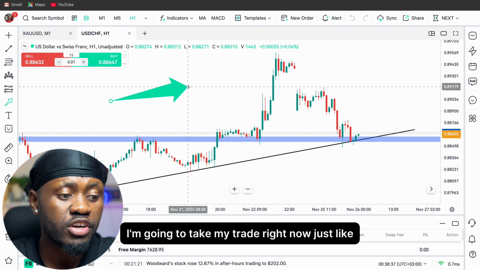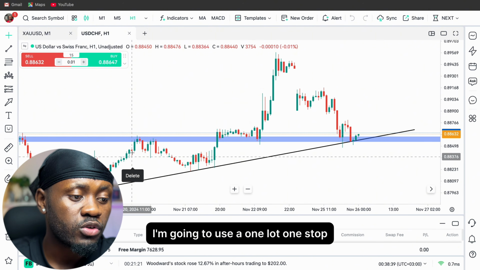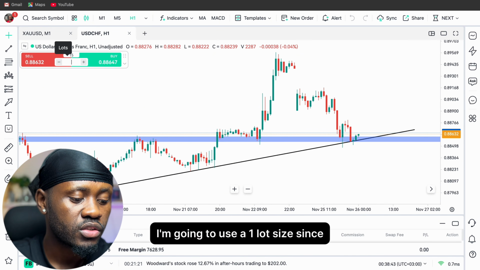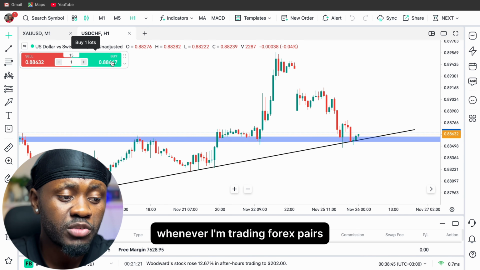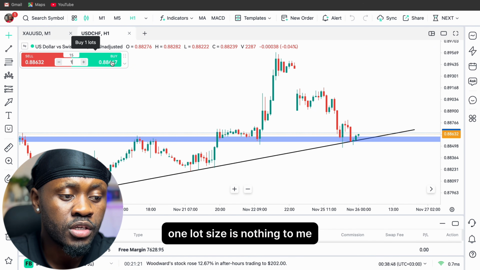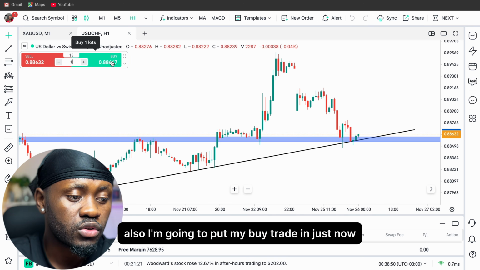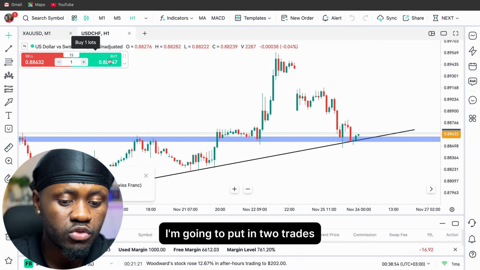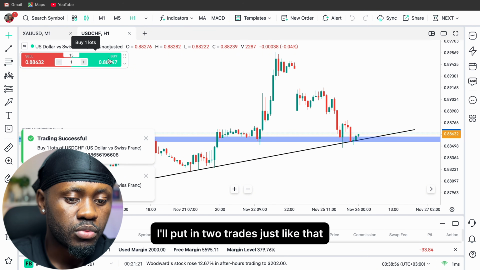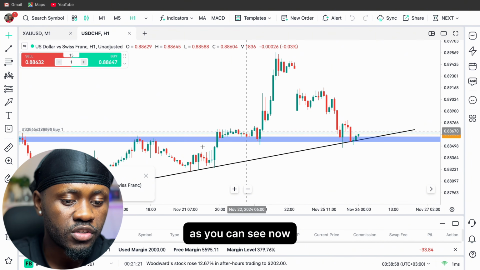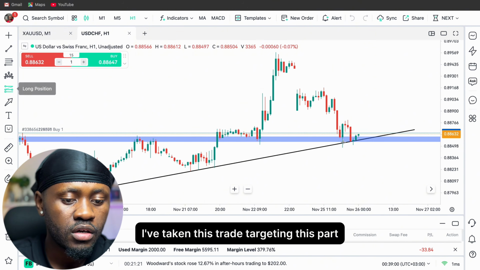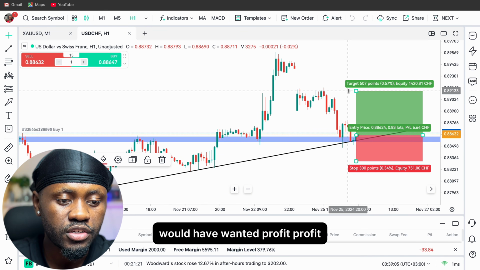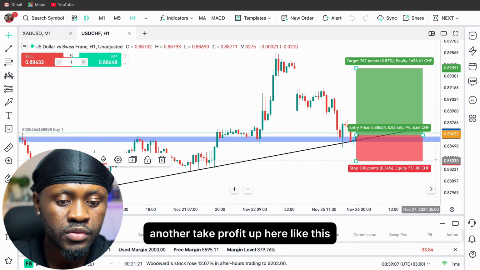So I'm going to take my trade right now, just like this. I'm going to use a one lot size, since whenever I'm trading forex pairs, one lot size is nothing to me as long as I have a very tight stop loss. So I'm going to put my buy trade in just now. I'm going to put in 2 trades, just like that. As you can see, I've taken this trade targeting this part right here as my take profit. I'm going to have one take profit right here, another take profit up here like this.